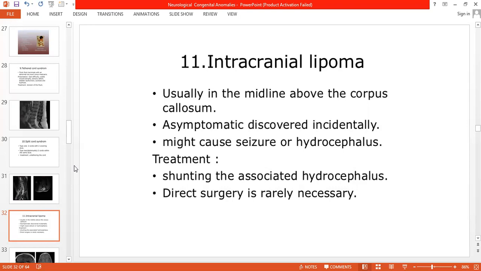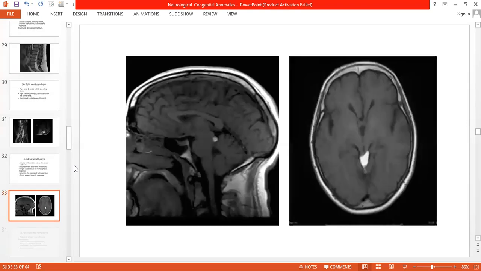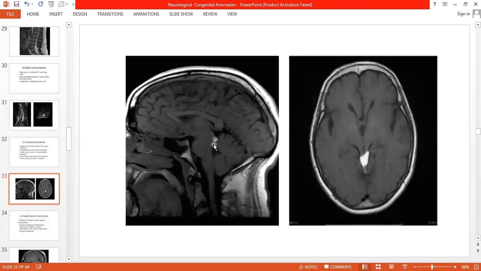They rarely cause compression of the third ventricle and or aqueductal failure resulting in hydrocephalus. Only in those cases we perform a shunt. Here we see a small lipoma lying at the quadrigeminal cistern region. This is the region of the quadrigeminal cistern. This is the lipoma lying dorsally to the midbrain.